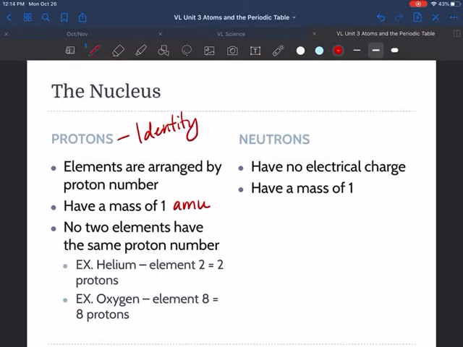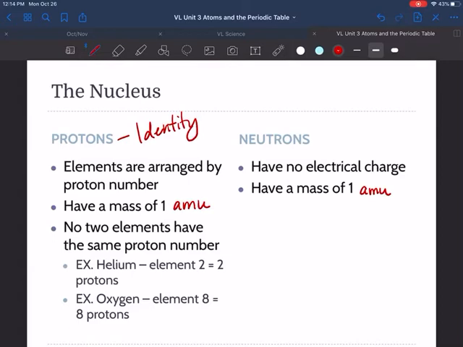So helium, sitting in position 2 on the periodic table, has 2 protons. Oxygen at 8 has 8 protons. If you look at neon, it's element number 10. Neon would have 10 protons. If we also then look at neutrons, they don't have an electrical charge, but they do have a mass of 1 AMU, or atomic mass unit, just like protons.